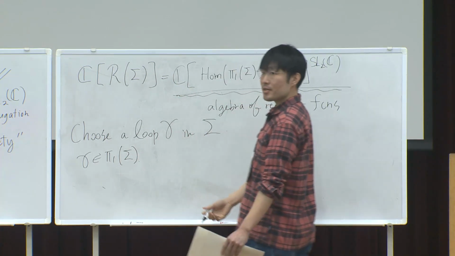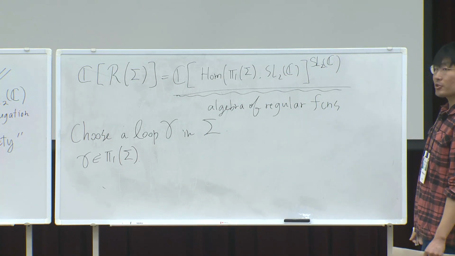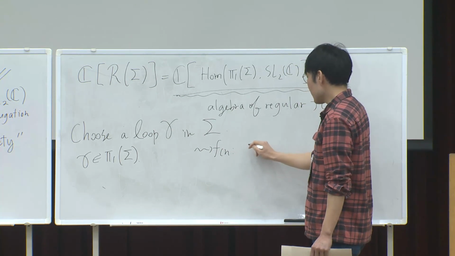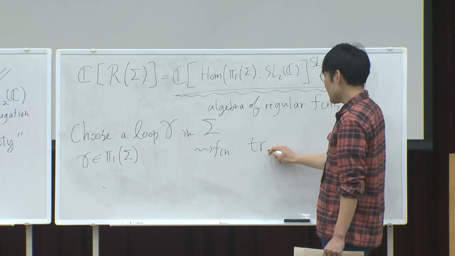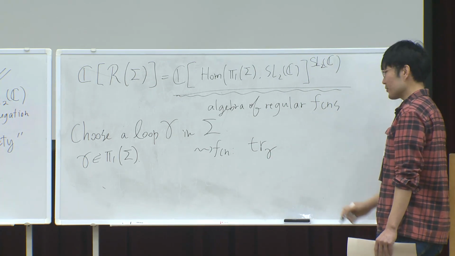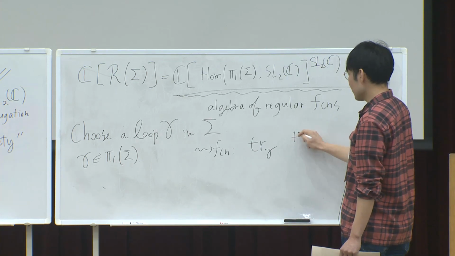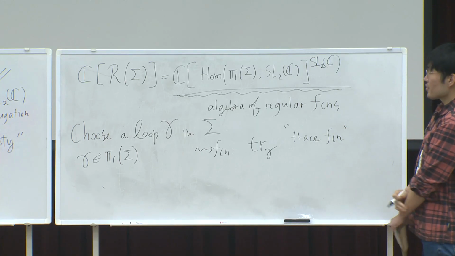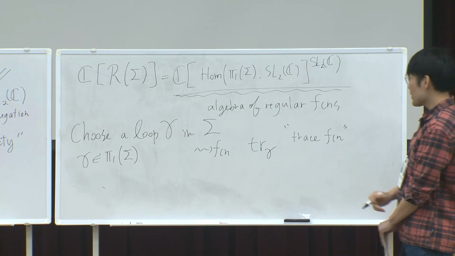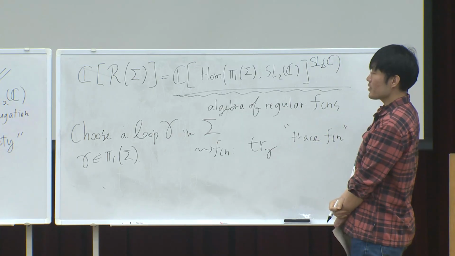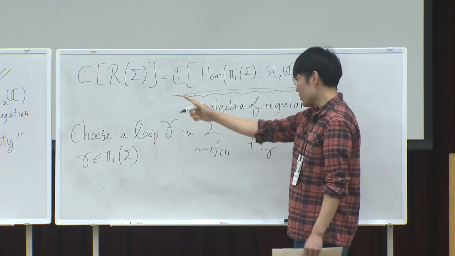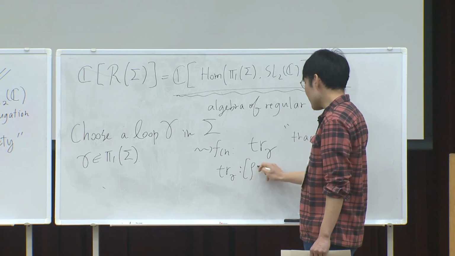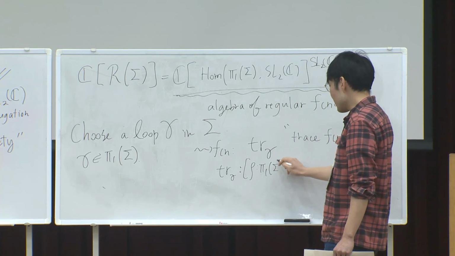So this is fixed, and then I'm going to create a function out of this loop. I'll write it as Tr_gamma and call it the trace function on this character variety. What it does is that it eats an equivalence class of representation, or the group homomorphism. So it eats this rho, which is a group homomorphism.